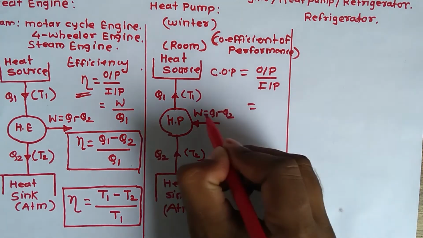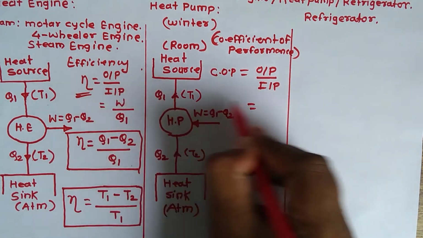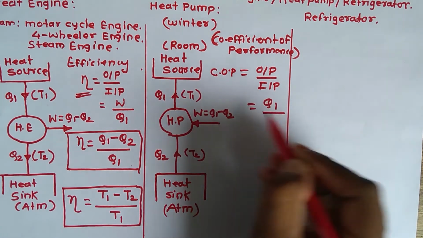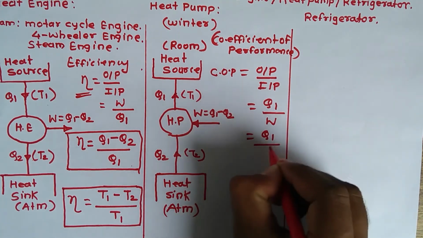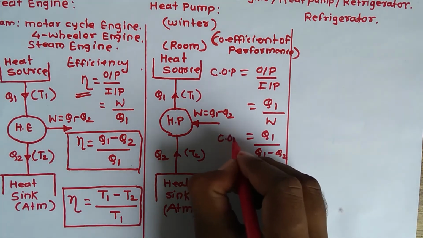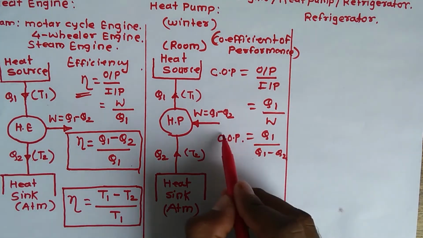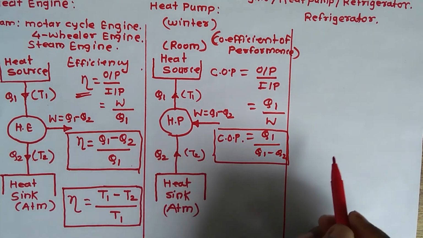So output will be what? Here we have to take output where? In room. So that will be the Q1 and input will be the W. So Q1 divided by Q1 minus Q2. So that will be the coefficient of performance of heat pump. Okay, we can replace that.